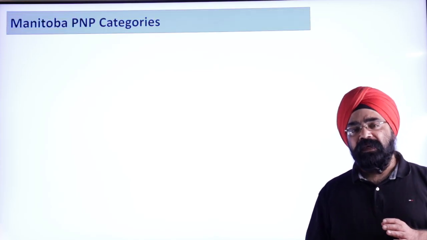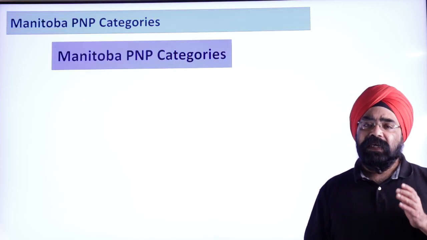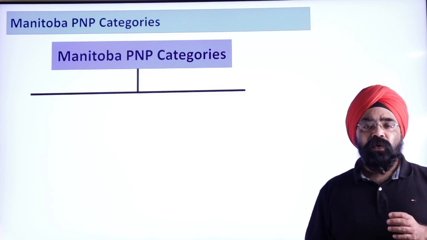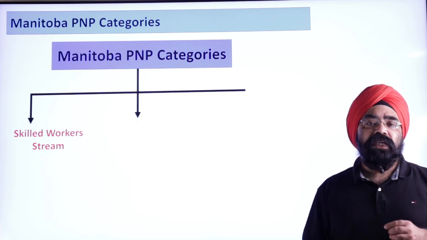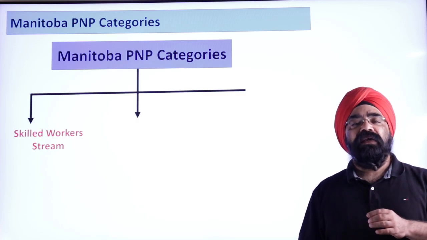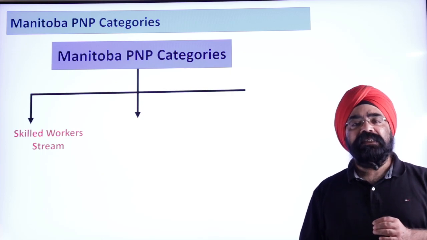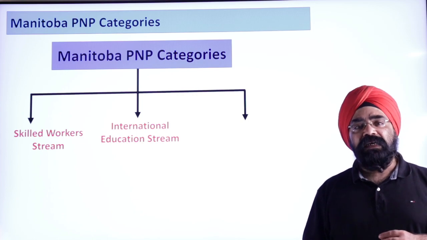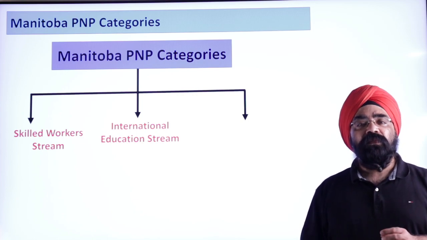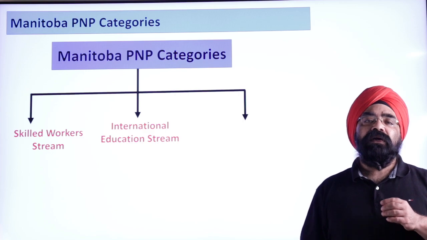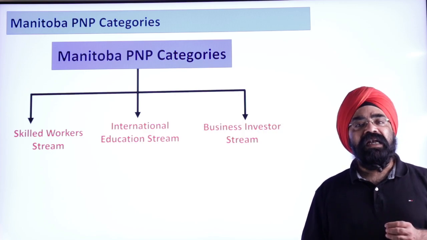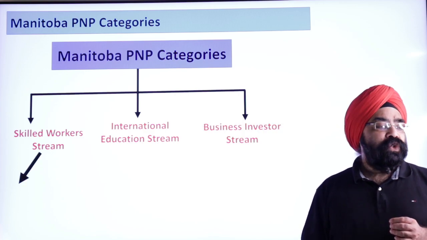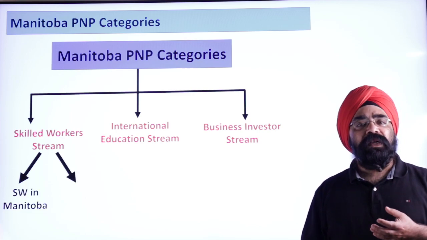Manitoba PNP categories are basically divided into three types. The one category is skilled workers in Manitoba, the skilled worker stream, and the second category is international education stream, and the third category, which almost every province has, is the business or investor category. So these are the three broad categories. Under the skilled worker stream, we have two categories: skilled worker in Manitoba and skilled worker overseas. These are almost self-explanatory.